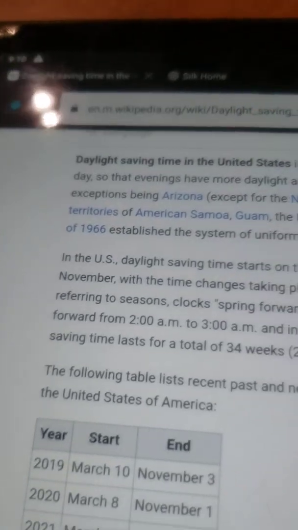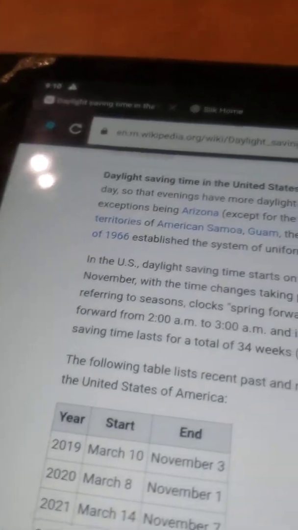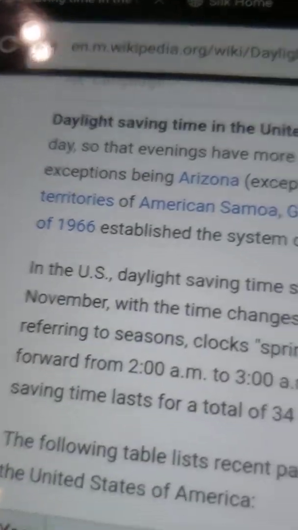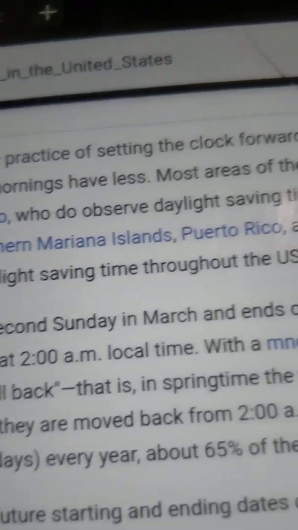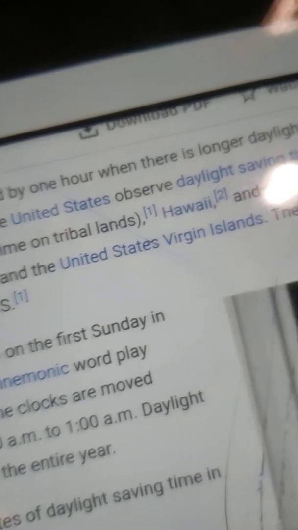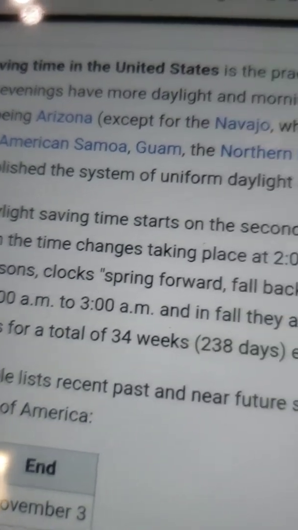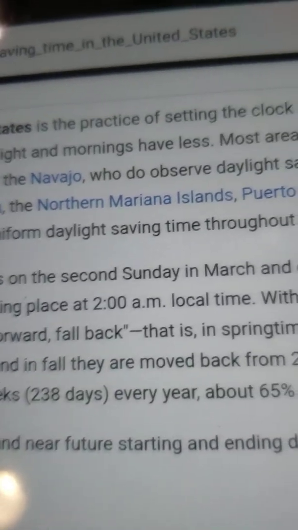Once again, I'm going to do a shorter video now dealing with daylight savings time. So here we go. Daylight savings time in the United States is the practice of setting the clock forward by 1 hour when there is longer daylight during the day so that evenings have more daylight and mornings have less.